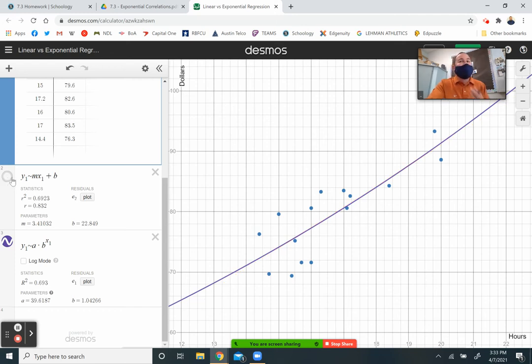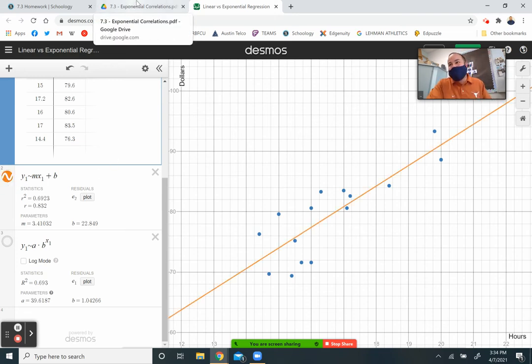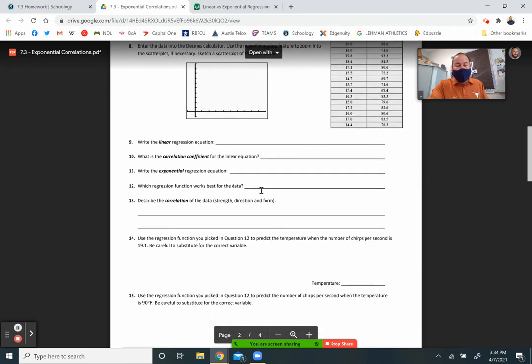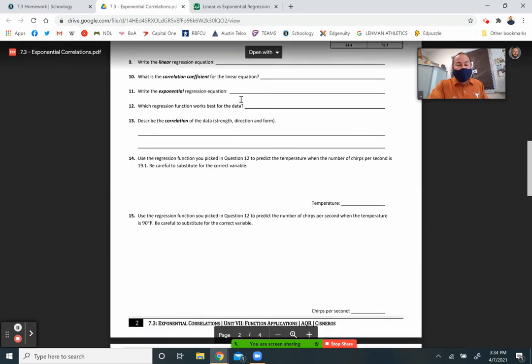Okay. Here's what I'll tell you. Unless you actually see that kind of curve in the data, I would stick with the linear one. So I would go ahead and write that down for number 12. Linear is probably the best one. And you'll see it in the data sets that I give you. You're going to definitely see that there's a curve in the graph one way or the other. So let's go ahead and use linear for number 12.